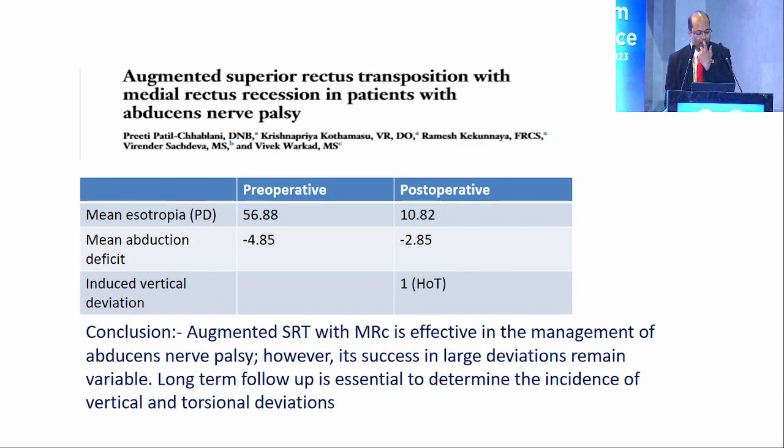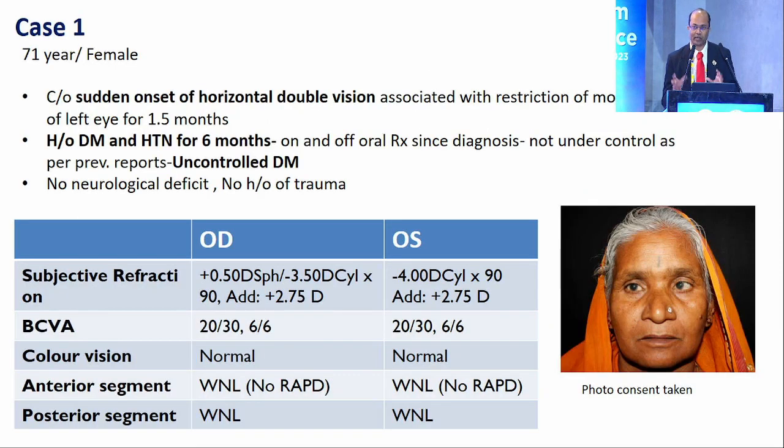And we have seen that this has also been utilized in patients treating not only sixth nerve palsy, but type 1 Duane's retraction syndrome along with medial rectus recession. So let's move on to the case.